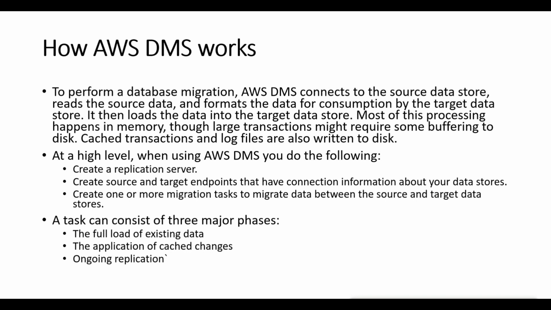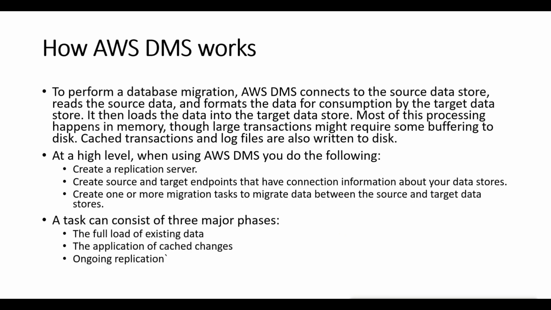Then you need to create the target and source endpoints that have connection information about your data stores. You need to test the connections so that you are sure that the connections work properly. Then create one or more migration tasks to migrate data between the source and the target. A task consists of three major phases: full load of existing data, application of cached changes, and ongoing replication.